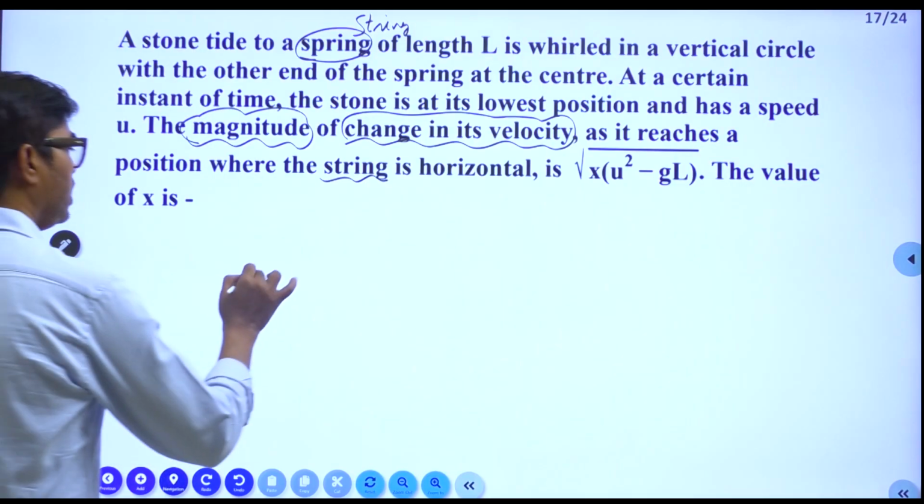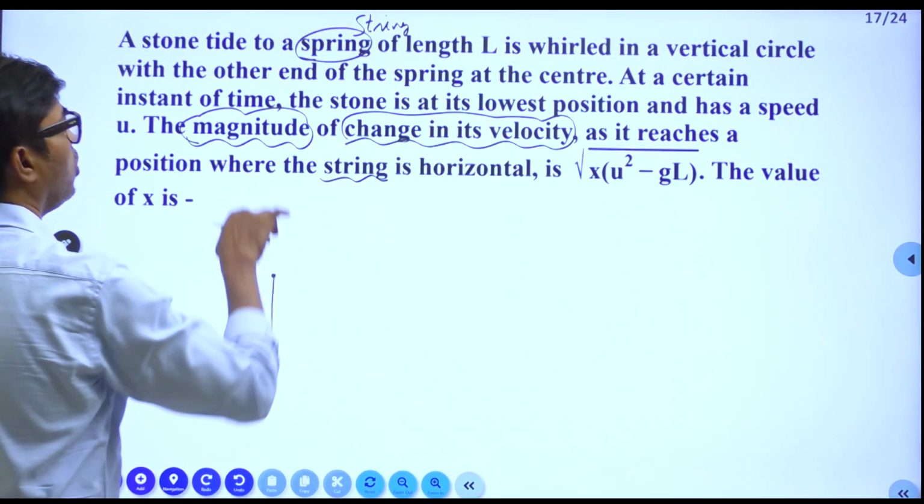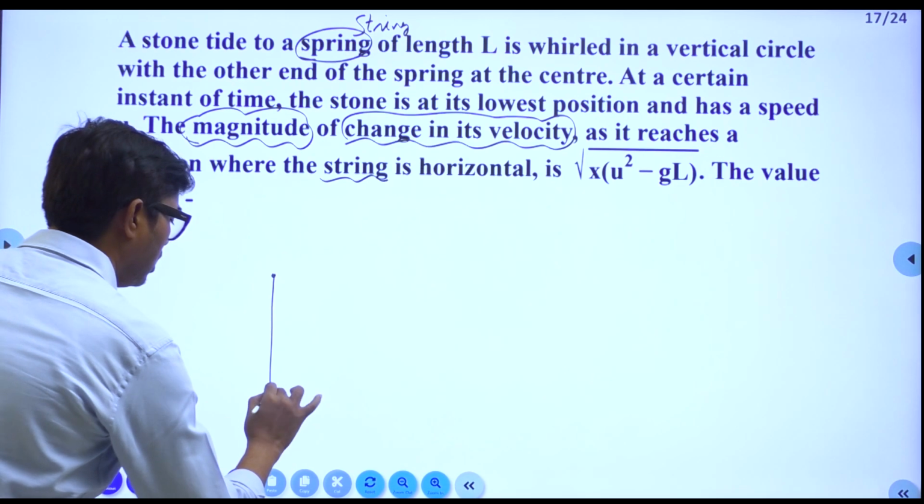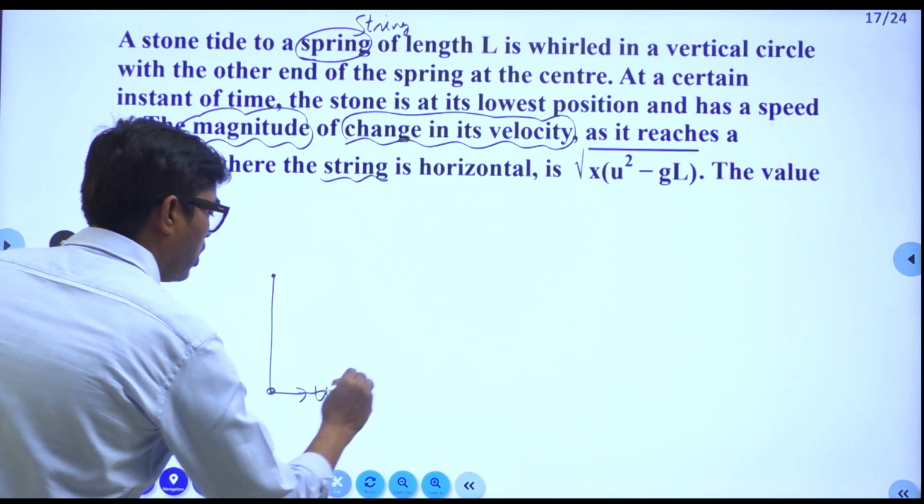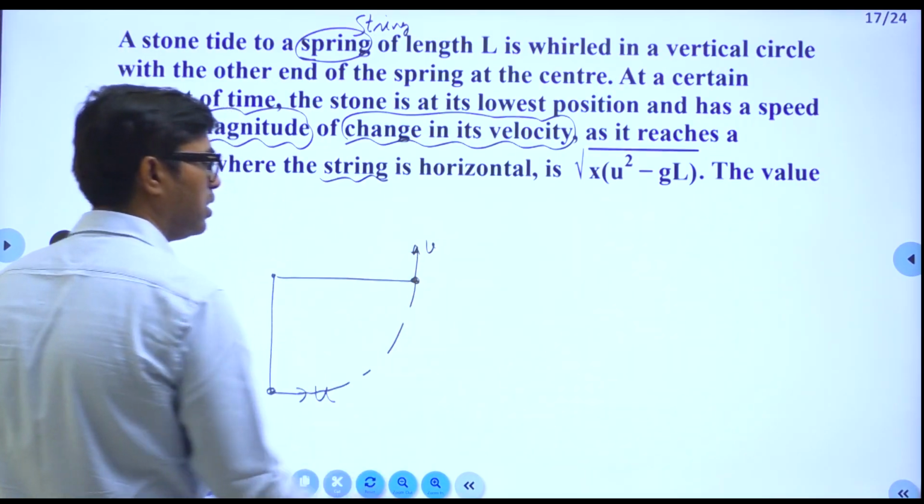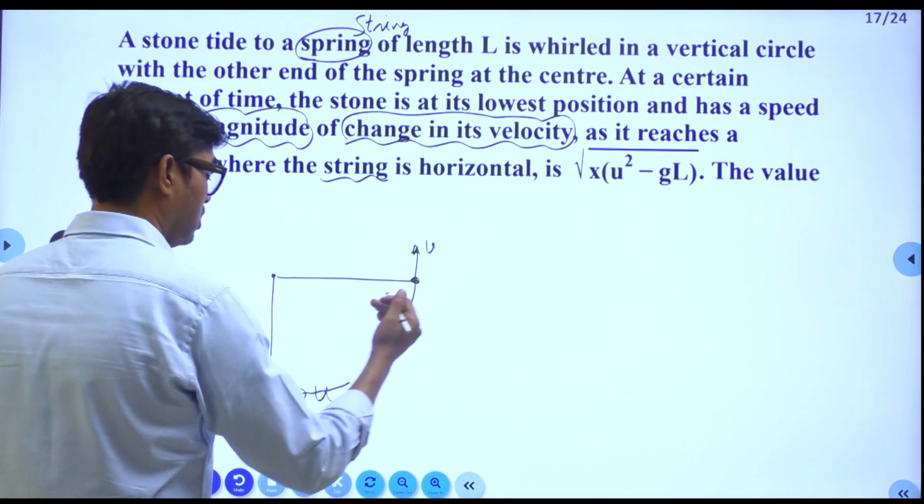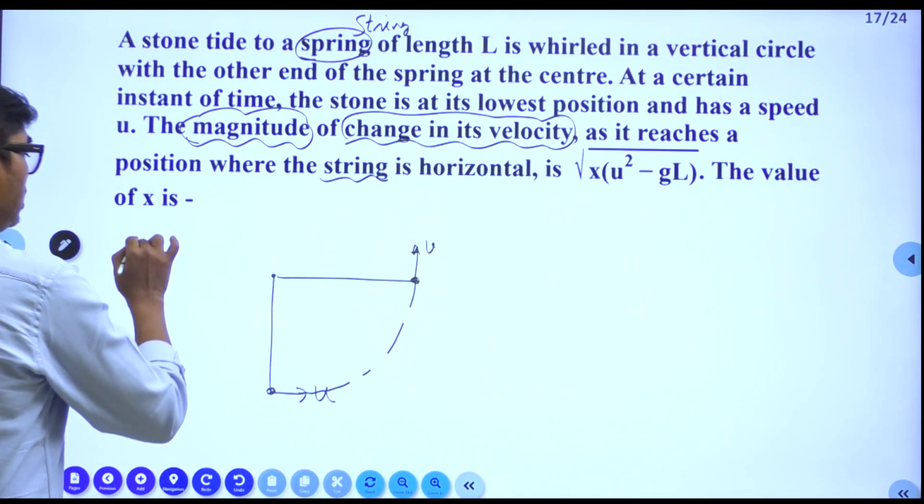Alright. So initially the particle is at the bottommost point, right? Where is it located? At the bottommost point. Let's say velocity u. And after some time the string becomes horizontal. Let's say then velocity is v. They are talking about change in velocity vector. So v is like this, minus u will be reversed there.